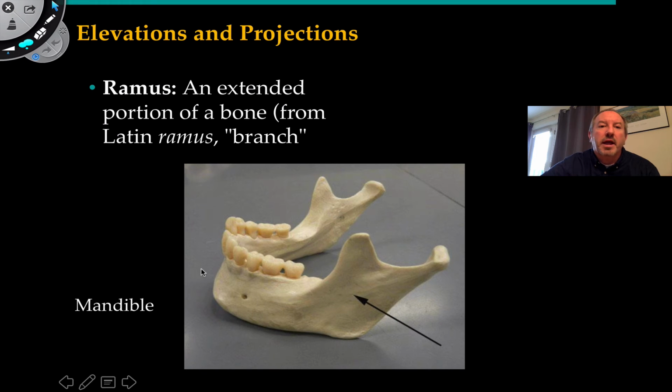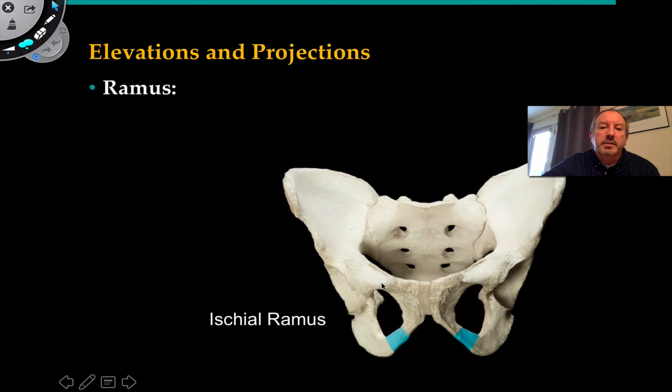Okay, and now this sort of extended, this is still under the criteria of projections, this extended portion of a bone, from the Latin ramus, meaning branch. This is your mandible right here, or ramus right over here. This extension, this region right here of the mandibles is referred to as a ramus. Also right here in your ischia, the ischial ramus right over here, or branch, is another example of a ramus.